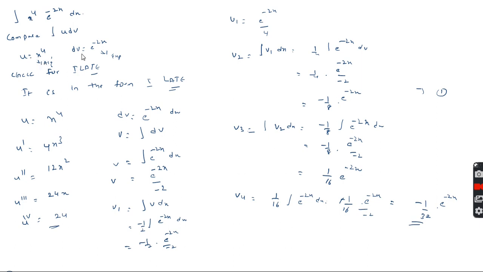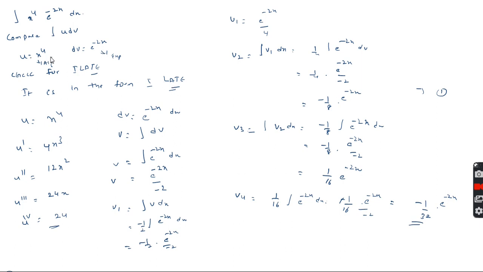So u equal to x power 4 and dv equal to e power minus 2x here. Check for ILATE, whether it is in the form of ILATE or not. The first one is algebraic and the second one is exponential. So the first priority goes to the algebraic function and the second priority goes to the exponential function. So it is in the form of ILATE, and we need not change.